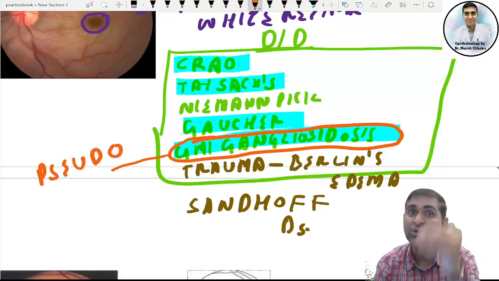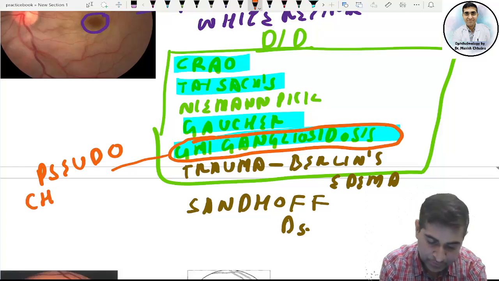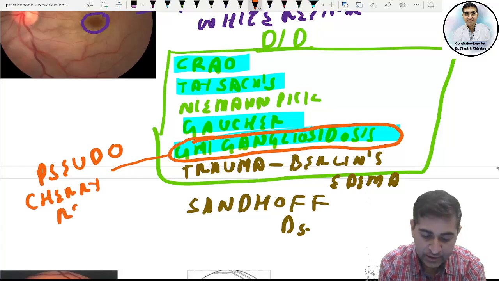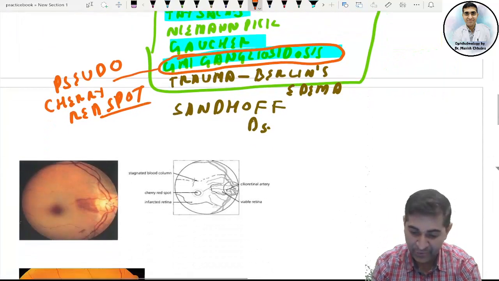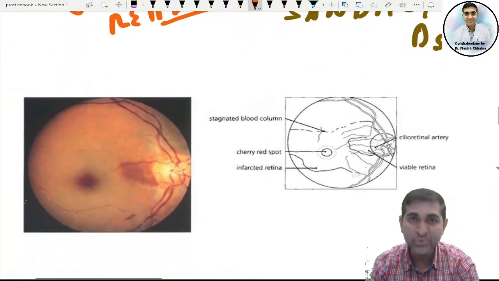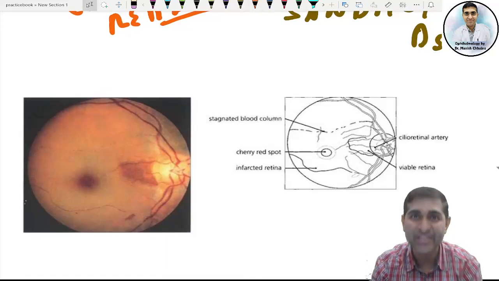This was asked in your recent exam this year only, pseudo cherry red spot. Yes, okay. Now so the universe has blessed us with one magical vessel.